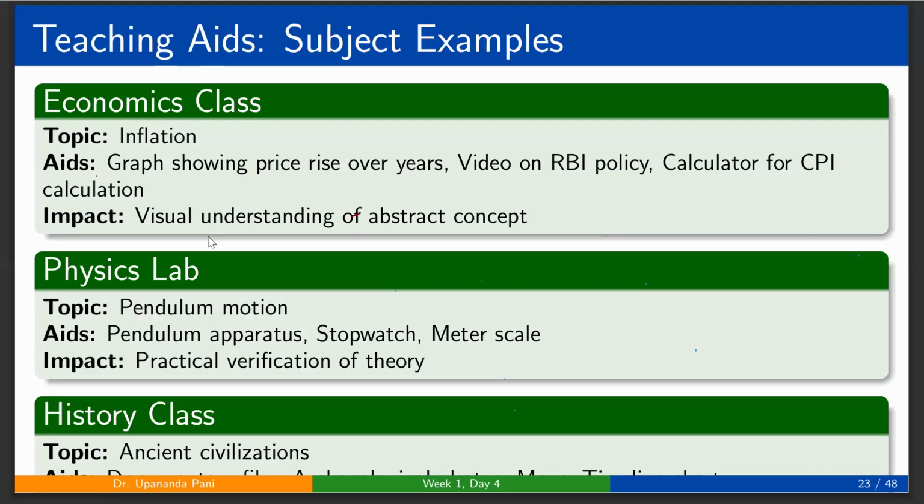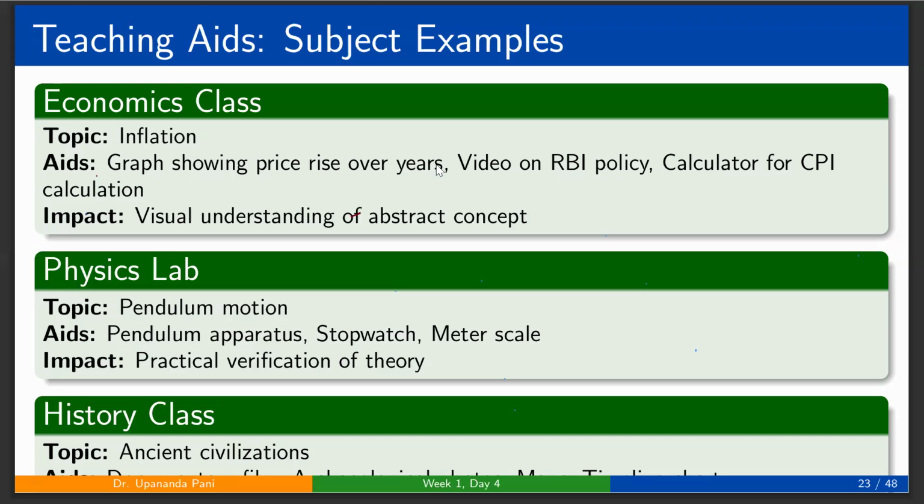Now, teaching aids for different subjects. Example, economics class. Suppose I am teaching the topic of inflation, then what aids can I use, because most of you are from an economics background. Now you can see we can use a graph showing price rise over the years, which I usually use in the class.